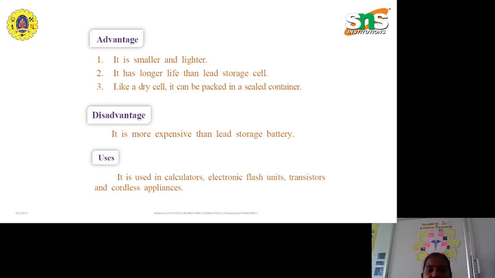And then uses of the nickel cadmium battery. Nickel cadmium battery is used in calculators. In some of the scientific calculators, NICAD battery, nickel cadmium battery is shortly known as NICAD battery. So it is used in scientific calculators. Then electronic flash units, electronic lights, then transistors and cordless appliances. In the above mentioned specifications and locations, nickel cadmium batteries are used.